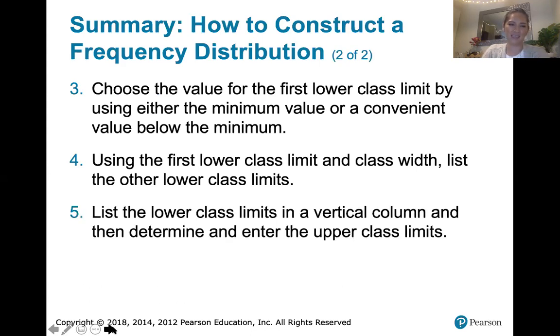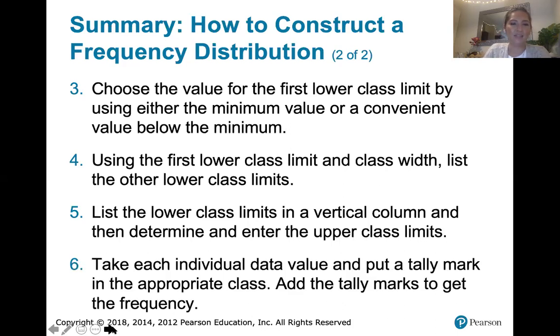Then you use the lower class limits that are listed in a vertical column to determine the upper class limits. Usually you just take that last digit in the lower class limits and you subtract 1. So if 150 is a lower class limit, then the upper class limit of the class before it is 149. And then you take each individual data value and you put a tally mark in the appropriate class. Tallying data for us was pretty easy because that data was already sorted. If the data wasn't sorted, you could enter it.